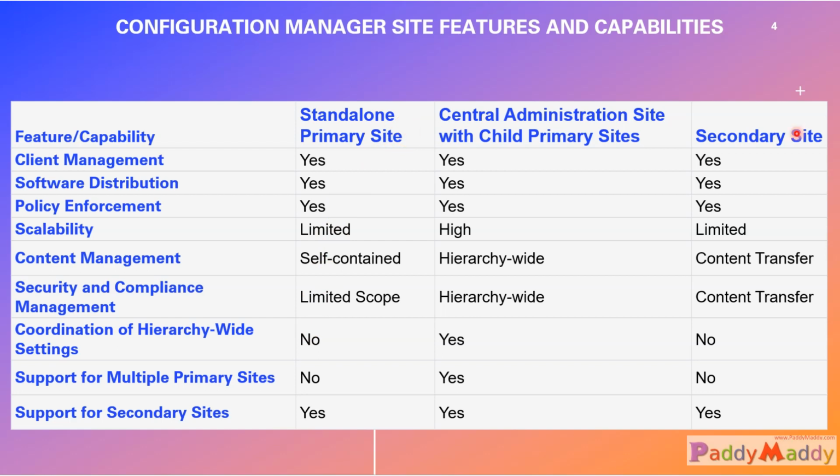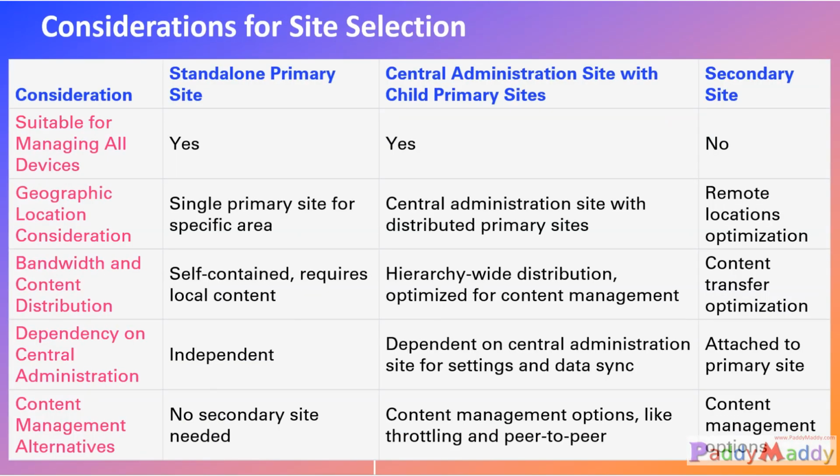Now let's jump into site-wise selections. When do you select what kind of site? Let's say if you have a standalone site, when do you consider it? So I have given here a couple of consideration points, like whether you want to manage the devices, geographical location consideration, or bandwidth, or dependency on any kind of central site, or content management. These are the key things that I have documented in a table format with three different sites. In this case, one would be the standalone primary, another one is the CAS site, and the secondary site.